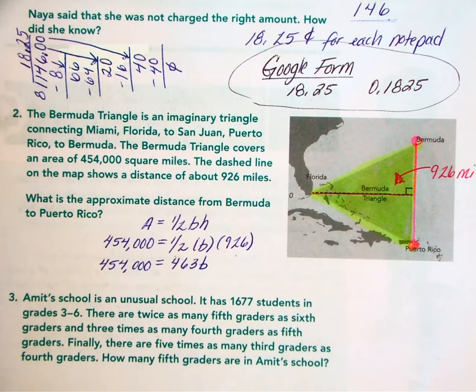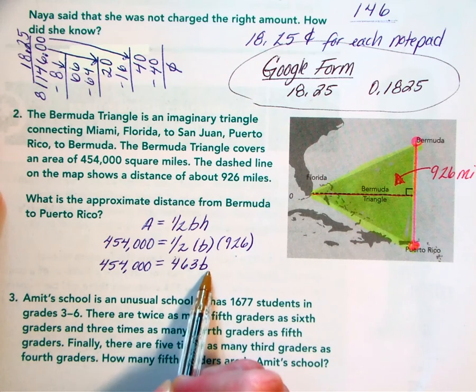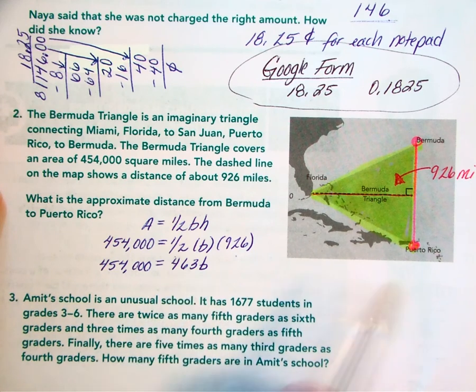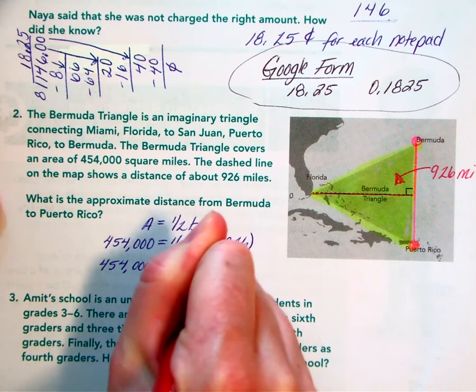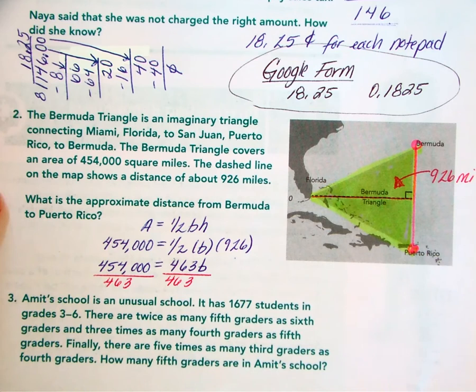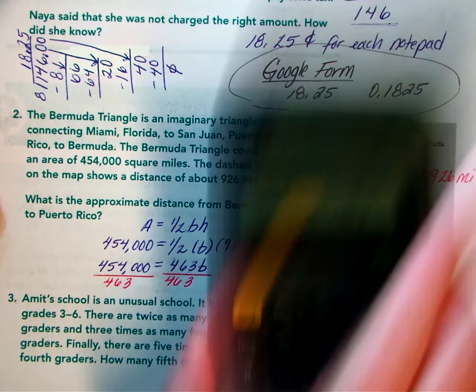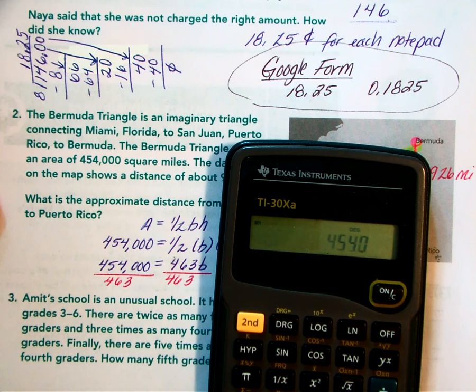Now what I need to do next is isolate the variable. Currently, this coefficient is attached to this variable. We need to unattach them using inverse operations. So I need to divide both sides by 463. For the sake of time, I'm going to do it on the calculator, though you do know I did it by hand before because I showed you.